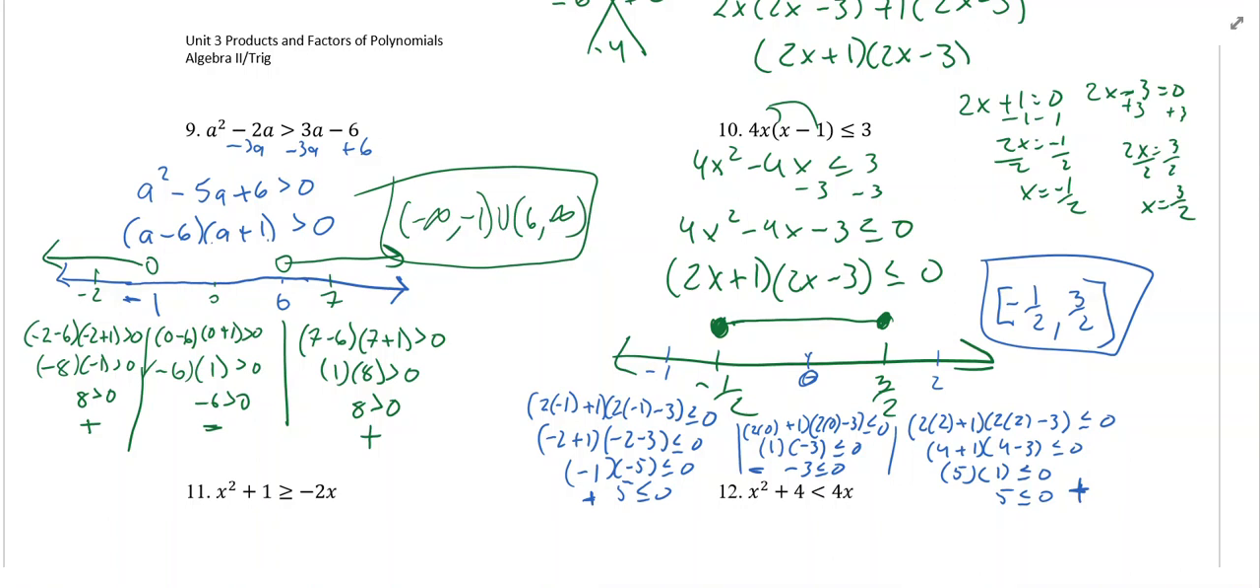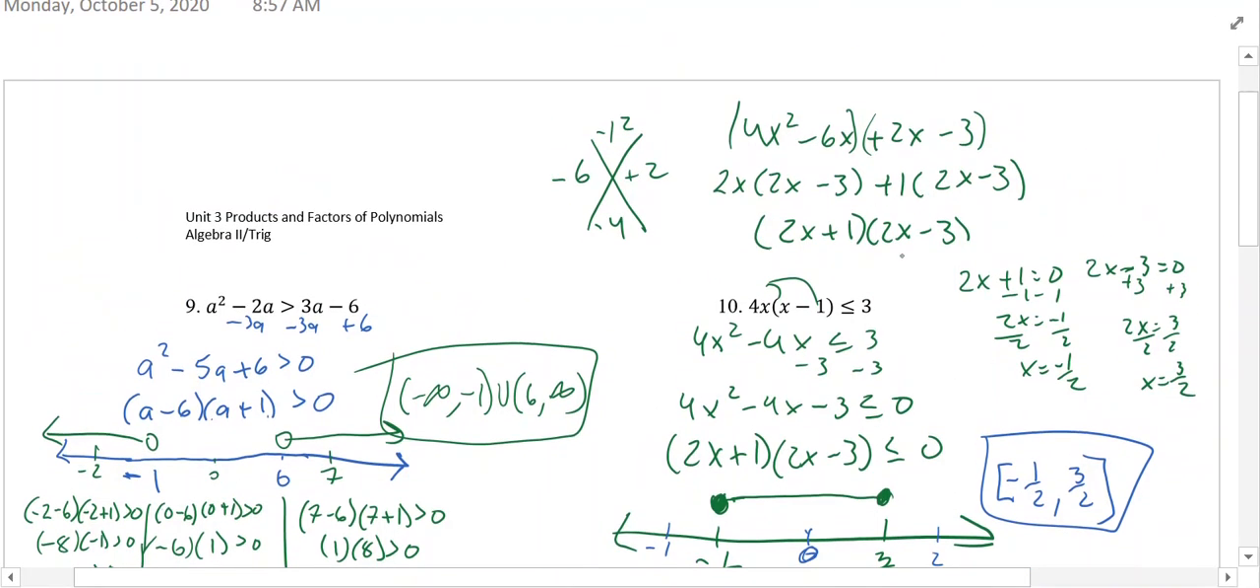Okay, so for number 10 here, once you distributed and combined all like terms and set to 0, you would have gotten this 4x squared minus 4x minus 3, which would factor into 2x plus 1 times 2x minus 3. If you can't factor right away into this, then you have to do the grouping method. So up here is where I did the grouping.